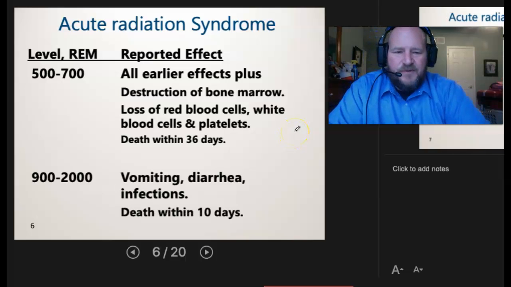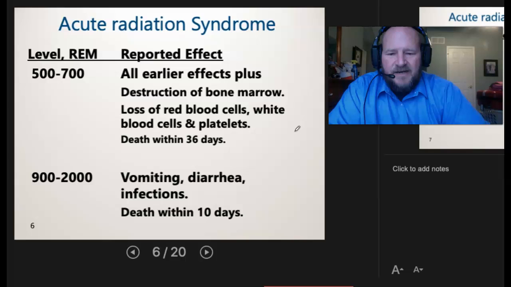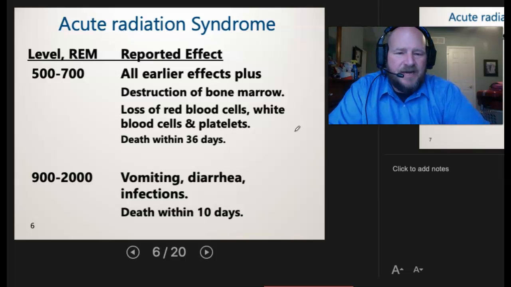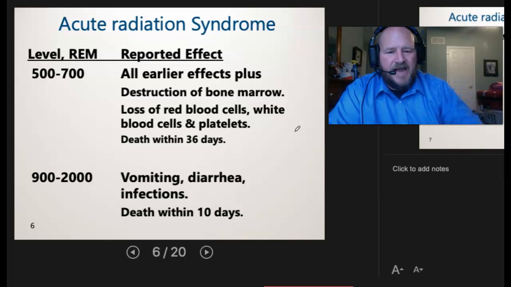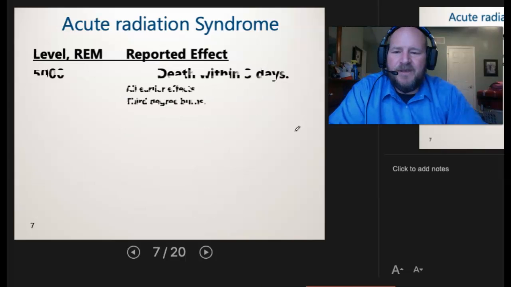From 900 to 2000, you get vomiting, diarrhea, and now infections will start to set in. You can't defend yourself is what it comes down to. Your white blood cells are gone. They've been diminished. You're now going to die within a week. So the bright side is you're going to die a little sooner. So rather than being in agony for 36 days, now it's only going to be 10 days. As we increase that level, you see 5,000 now, death within 3 days.